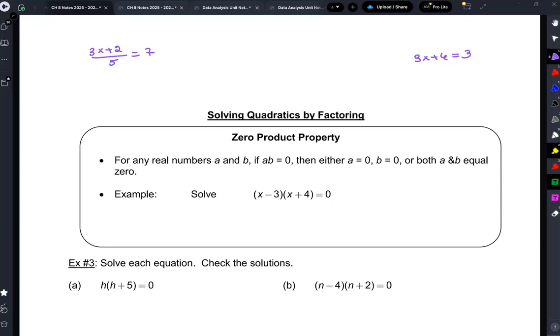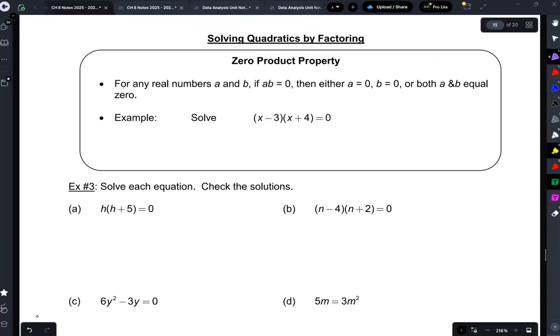Well, first, we need to talk about this thing called the zero product property, right? Zero product property. The key word here is product. That means two things multiplied by each other, and zero, right? So we use this property if two things that are being multiplied to each other equal zero. In that case, you can set each one of them equal to zero.